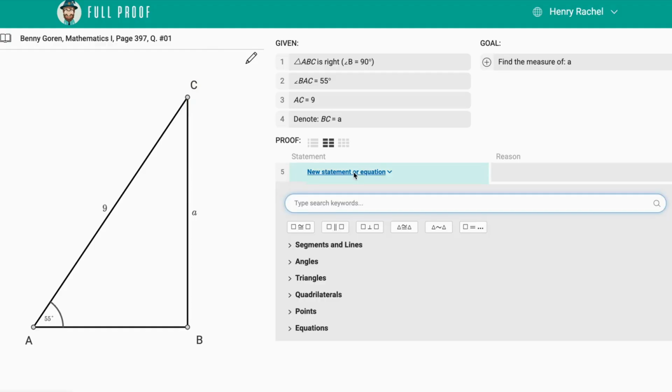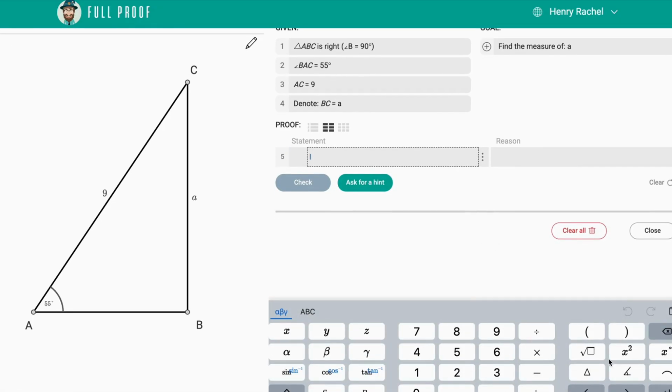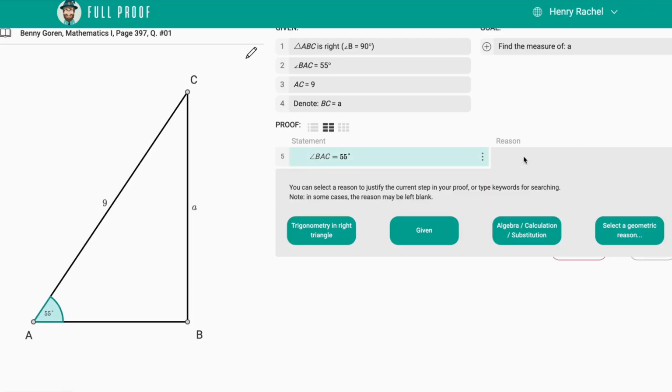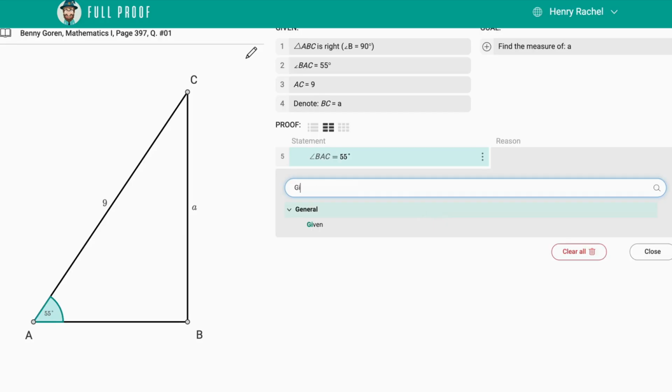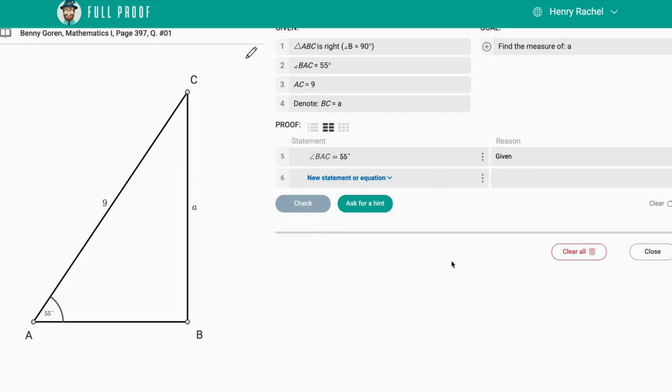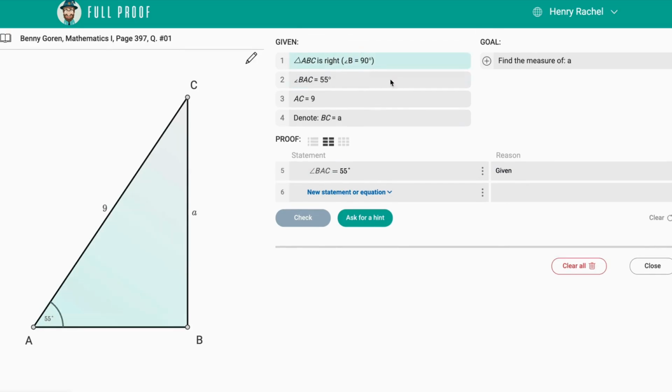The first thing I'm going to do over here is just restate something we already know. I'm just going to restate that angle BAC, so I'm highlighting that angle A. BAC is 55 degrees. I'm just restating that since that's something we're about to use after the next step. Because that's already been given, I'm writing my reason as given.